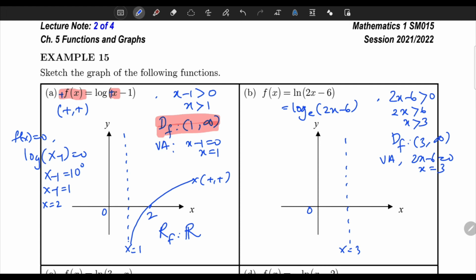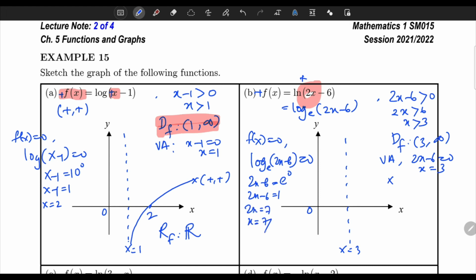Okay, next. You look at the x again. So x here is positive. Alright, so this is positive. This is also positive. So somewhere here, the first quadrant. So we need the x-intercept. So when f(x) is 0, meaning ln, or precisely log, of 2x minus 6 equal to 0, that is base e. So change to index form, e to the power 0, so 2x minus 6 equal to 1, 2x equal to 7, x equal to 7 over 2.